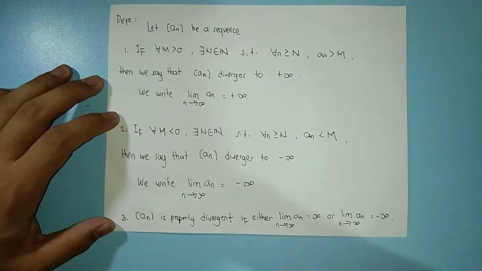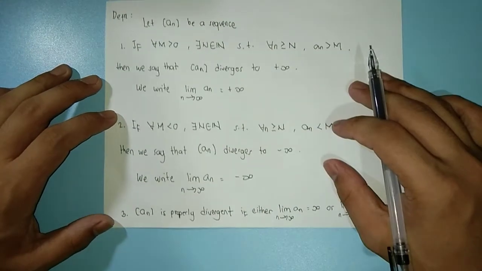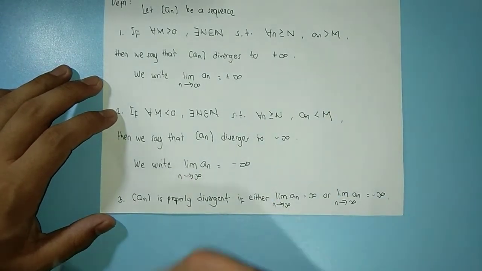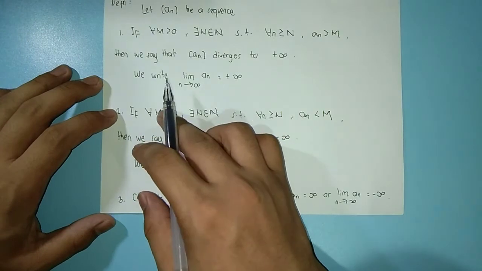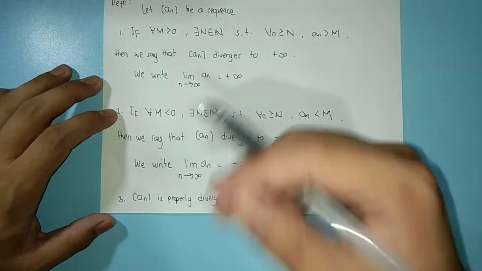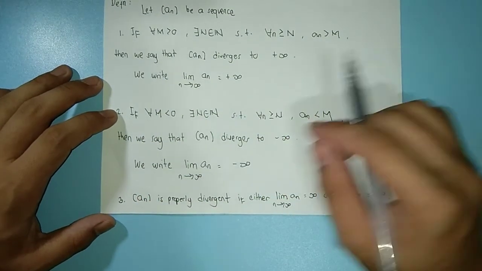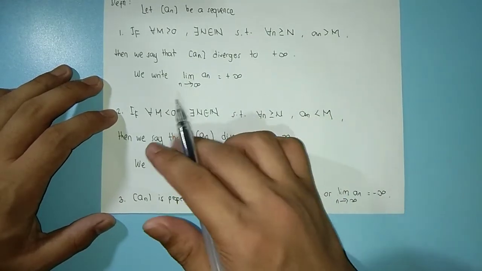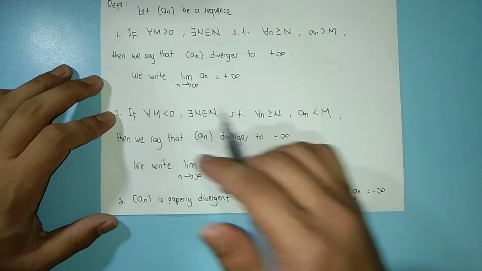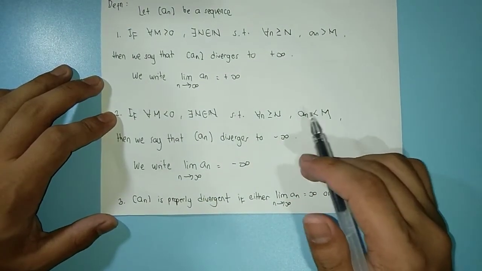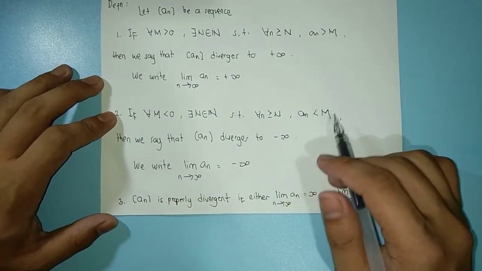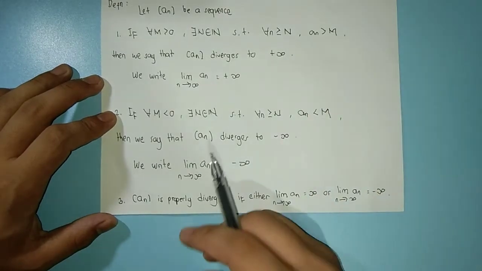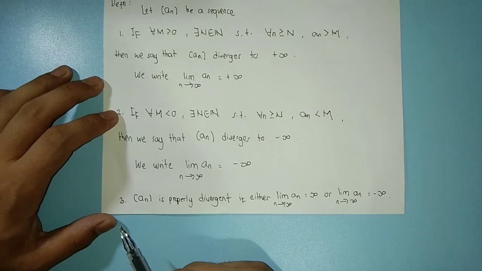Dito naman sa number 2, dinedefine naman niya yung sequences na nagda-diverge sa negative infinity, which is for any negative number m, kapag palagi tayo nakapagpo-provide ng natural number n such that as n becomes larger than this natural number, yung sequence natin becomes smaller than m. Yung negative number m na yun. So, ibig sabihin nun, yung sequence nagda-diverge sa negative infinity.